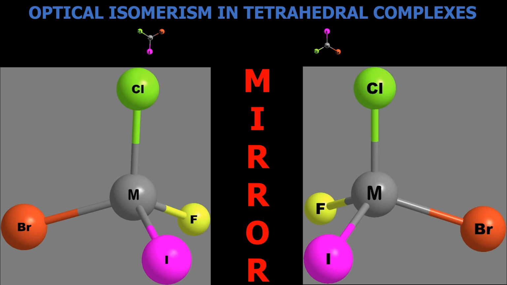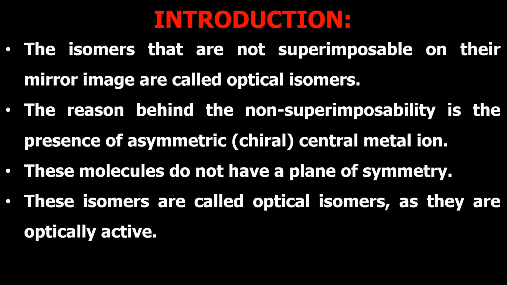First of all, the isomers that are not superimposable on their mirror image are called optical isomers. The reason behind the non-superimposability is the presence of an asymmetric or chiral central metal ion. Now this word chiral would have come in your studies of organic chemistry. The carbon in organic chemistry is generally tetrahedral, and whenever you have 4 different functional groups attached to a tetrahedral carbon, we call it a chiral carbon. Chiral means asymmetry. When it is chiral, it is asymmetric.